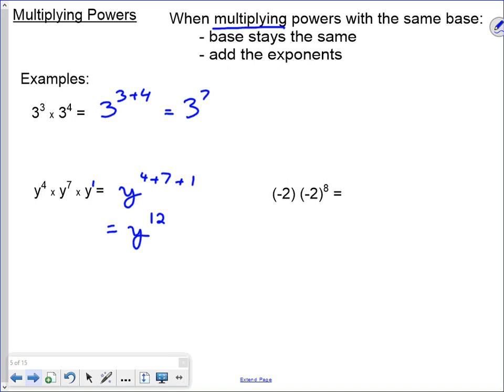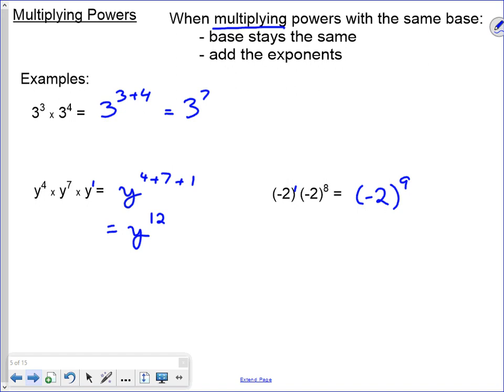And our third one over here, our base is negative 2. So in our simplified power, our base is going to be negative 2. Again, we don't see the 1 there, but we assume it's there. We add our two exponents together. 1 plus 8 gives us a new exponent of 9.